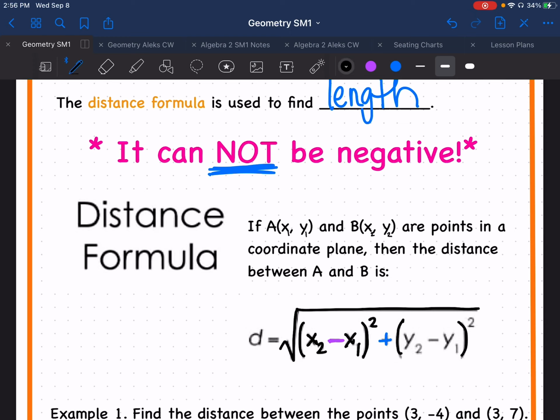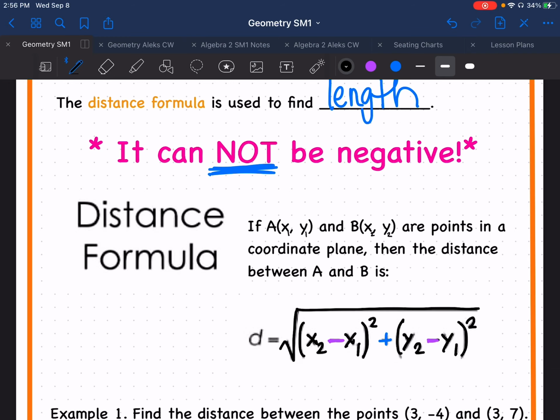We're going to take y2 and y1. They must be in the same order. Notice it's x2 minus x1. It has to be in the same order for the y's, y2 minus y1. We got to make sure that we subtract them, and then we square the subtraction value.